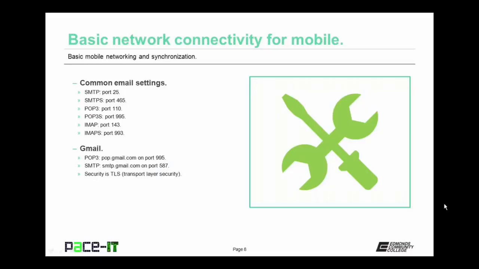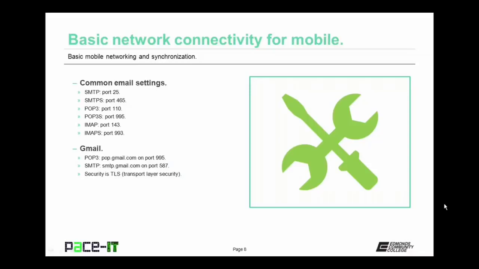SMTPS, which is the secure version, is 465. POP3 uses port 110, and POP3S uses port 995 by default. IMAP uses 143, and IMAPS, secure, uses port 993.